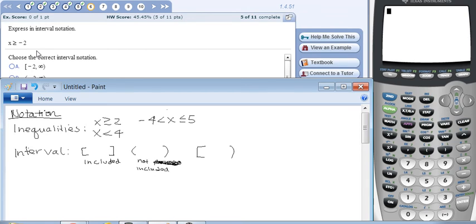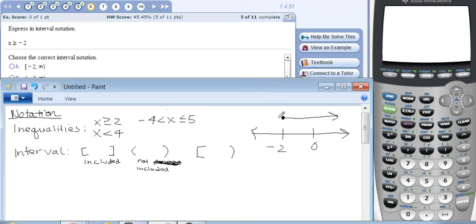What really helps is to draw a number line to see what we've got going on here. We've got 0 and we've got -2, and I want bigger than -2. And it's including -2. So on a number line, which is your third type of notation, you're going to include that and you're going to go that way, right?